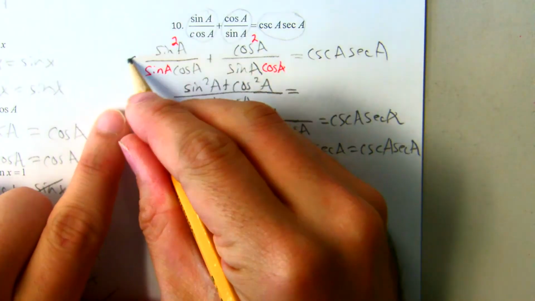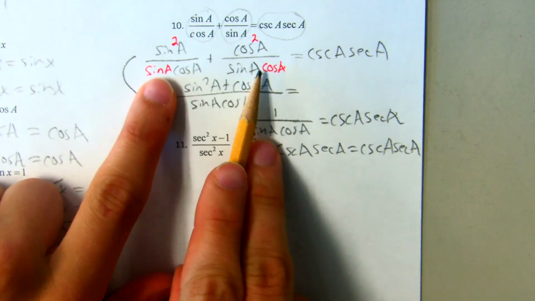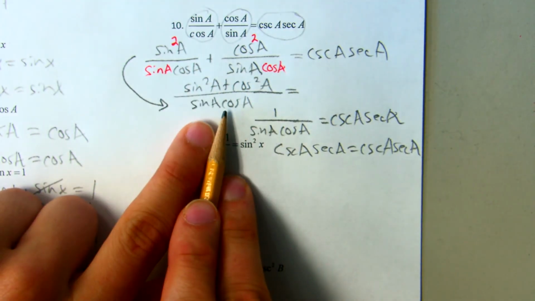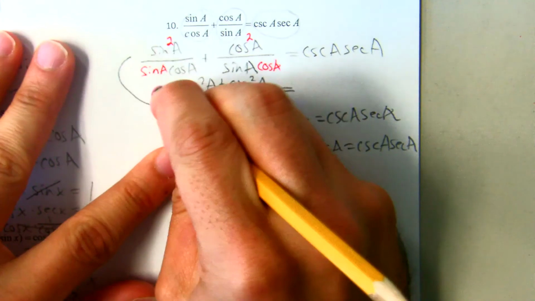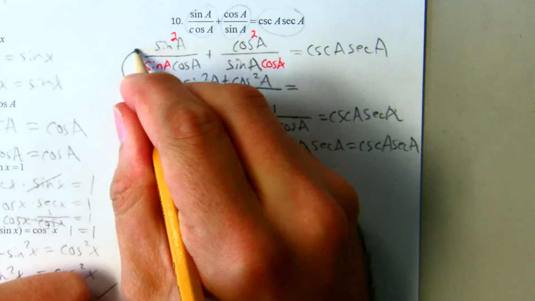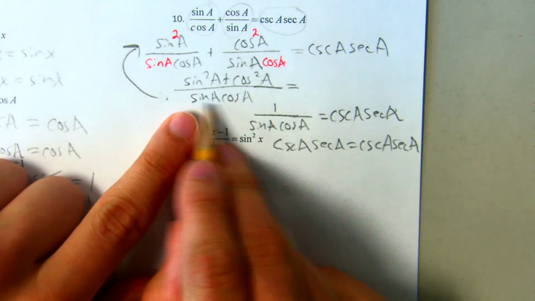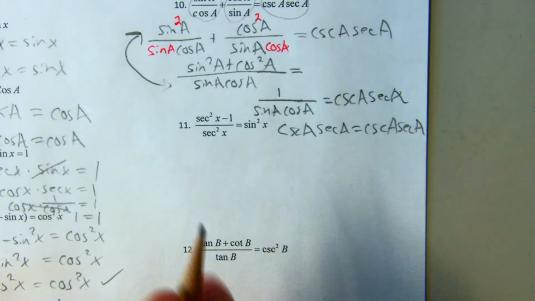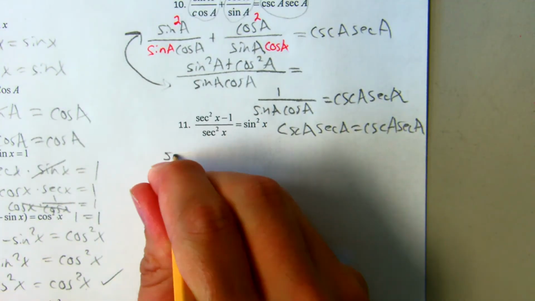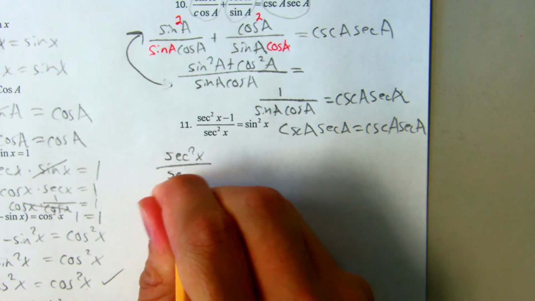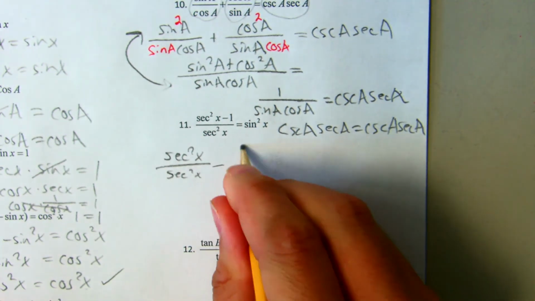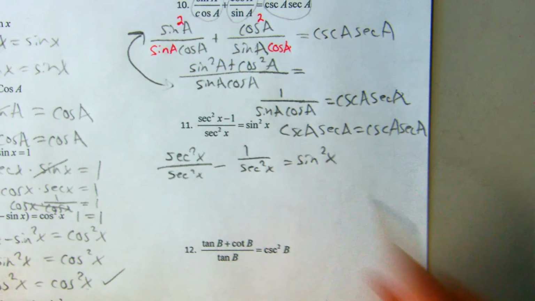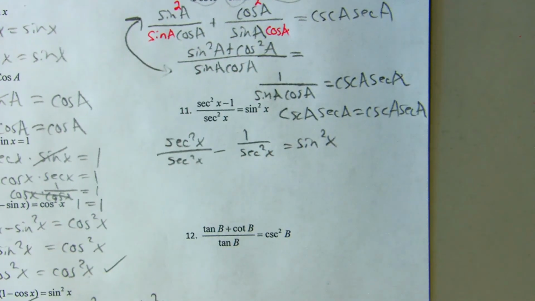If you compare this step to this step, I took two things with the common denominator and I added them together into one big fraction. But sometimes you want to split apart a fraction. You want to take a big fraction and split it up. So that's what I'm suggesting you try in number 11. You can put secant squared x over secant squared x as long as you put 1 over secant squared x. It's like I'm unsubtracting those fractions.